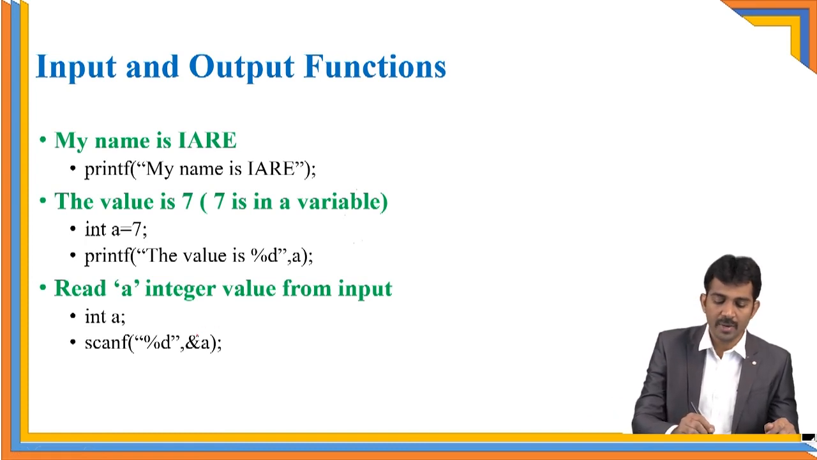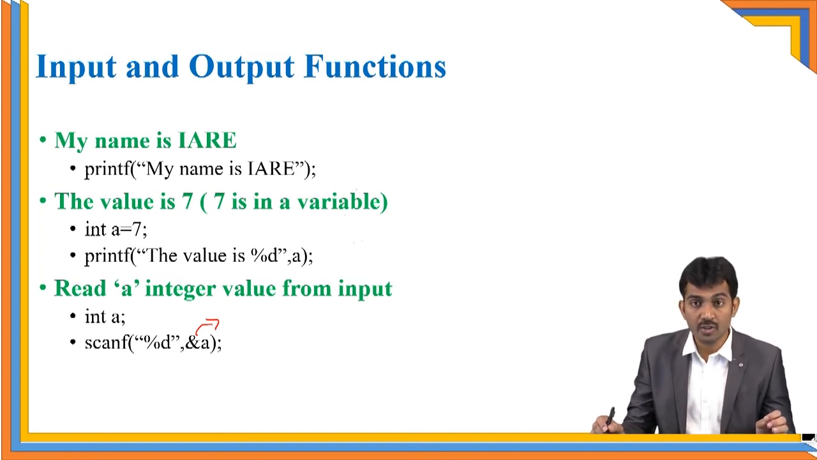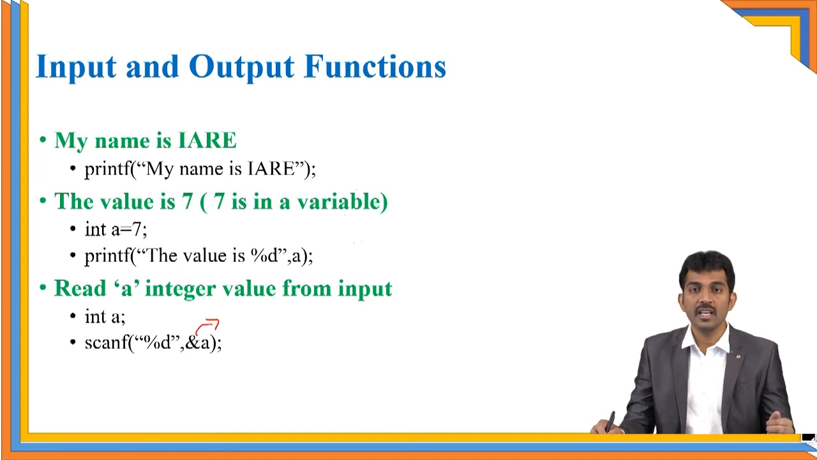Here you should use %d, percentage. Sorry, ampersand. Ampersand is an address operator, right? When you mention ampersand of a, it means that the value which you read from the console is going to be stored at the variable a. Like that, you need to use an ampersand. Is this clear?